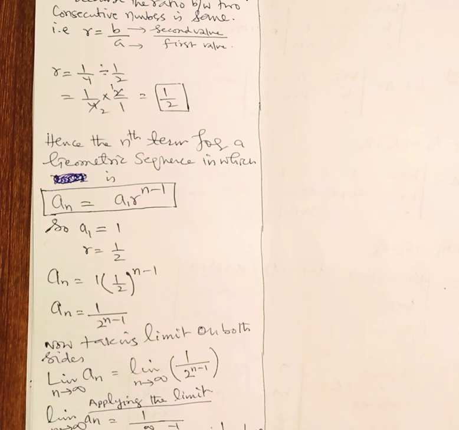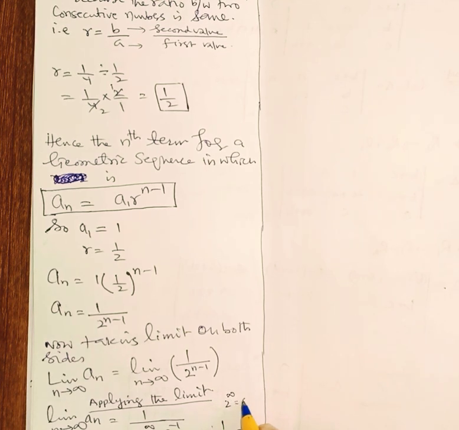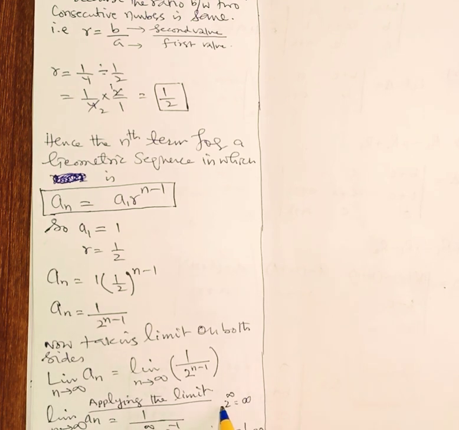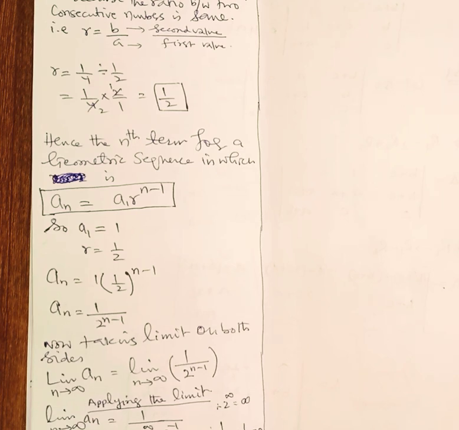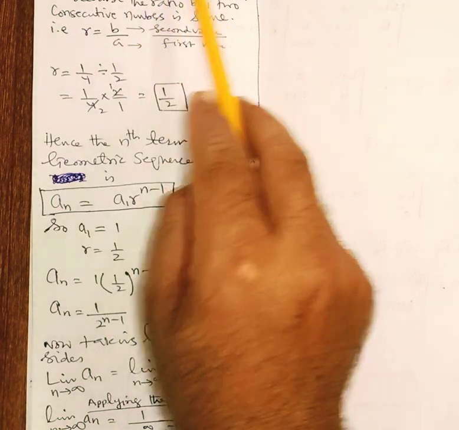We know that 2 power infinity is infinity, and 1 over infinity becomes 0. Hence 1 over 2 power infinity times 1 over 2 power minus 1 is 0 times that number, which becomes 0. So the limit of this sequence is 0.